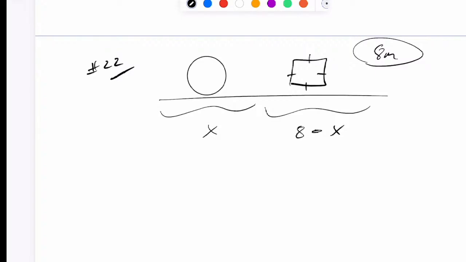And for number 22, oh no, sorry, that's 21. 22, one forms a rectangle. Sorry, guys. For 22, one forms a rectangle. And the other is an equilateral triangle.